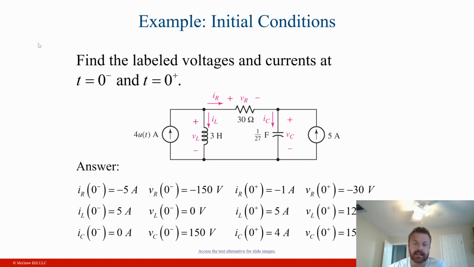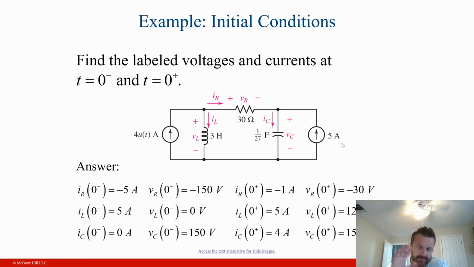This is the example that your text does. If you notice, you have a step function source that's turning on at t equals 0. So we have that additional DC current source over here. Before t equals 0, that is going to be off. And we have this constant 5 amp source over here as well.